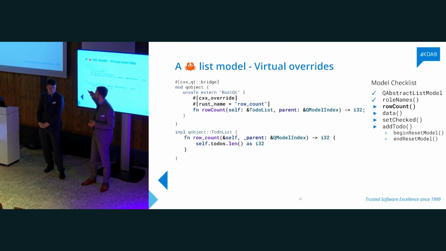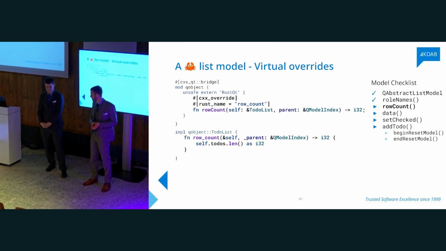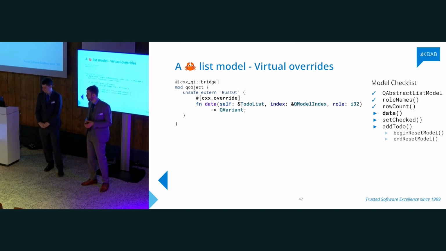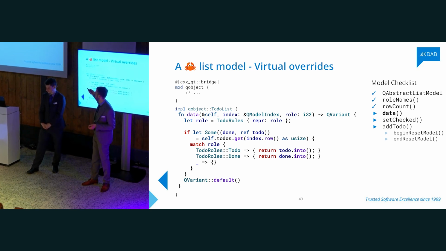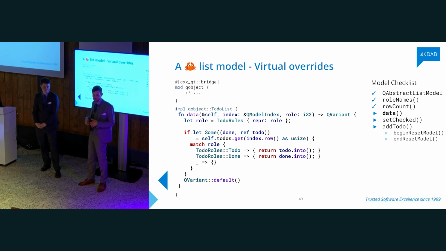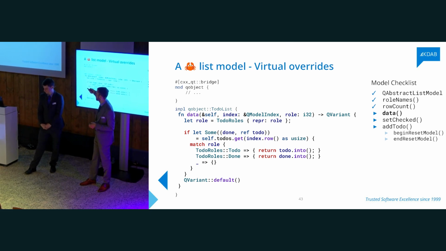Then it's very similar actually for row count. It's just an override in the bridge, and then we implement it as taking the length, converting it to integer, and we're done. Then the data function is kind of where the meat of our model is, and that also looks probably very similar to how you'd write it in C++. You'd have to match over basically your role, which you can create from the integer that you get and convert it to your roles system, then index into your vector, then match, which is sort of a switch in Rust, and then you match over your roles and return the corresponding value.